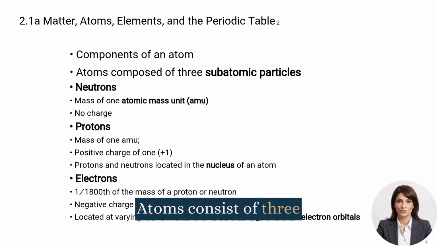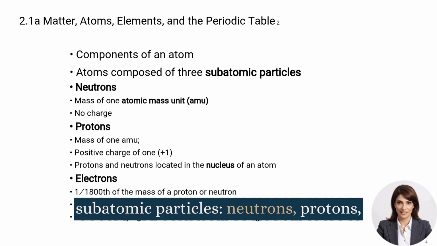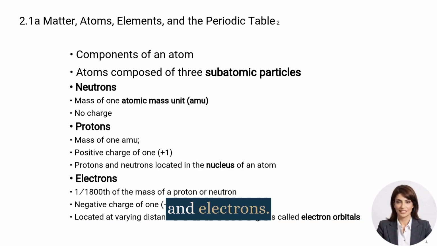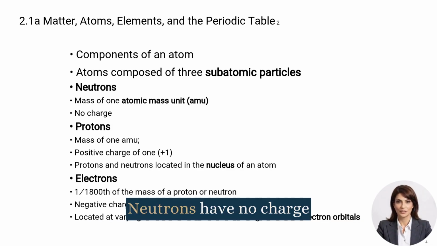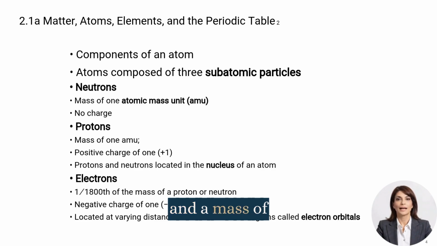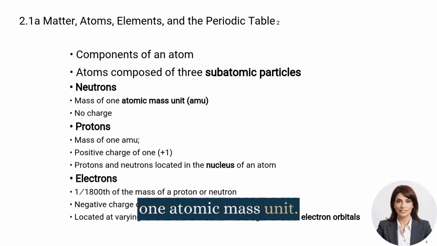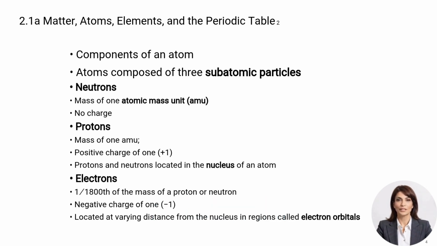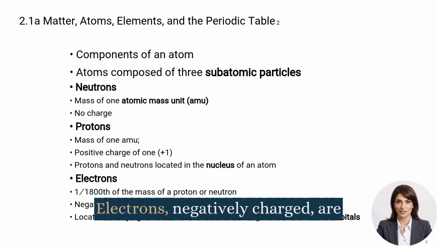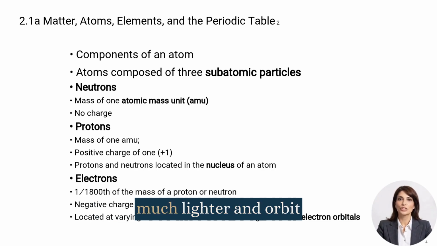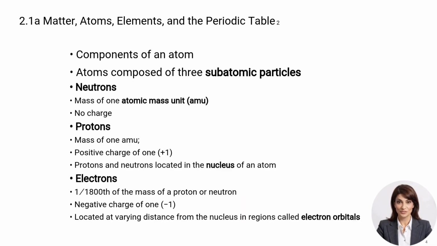Atoms consist of three subatomic particles: neutrons, protons, and electrons. Neutrons have no charge and a mass of 1 atomic mass unit. Protons, also with a mass of 1 atomic mass unit, carry a positive charge. Both reside in the nucleus. Electrons, negatively charged, are much lighter and orbit the nucleus in electron orbitals.